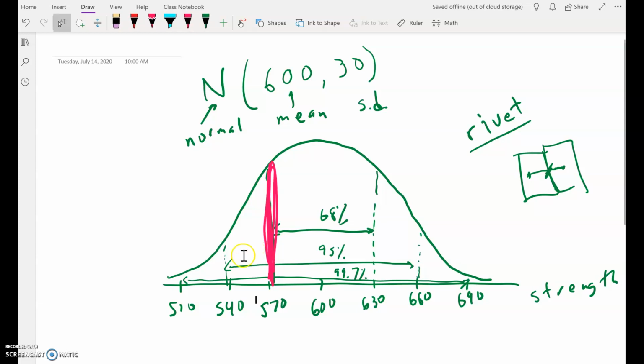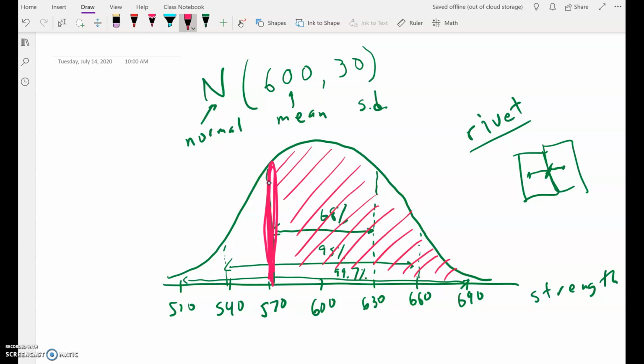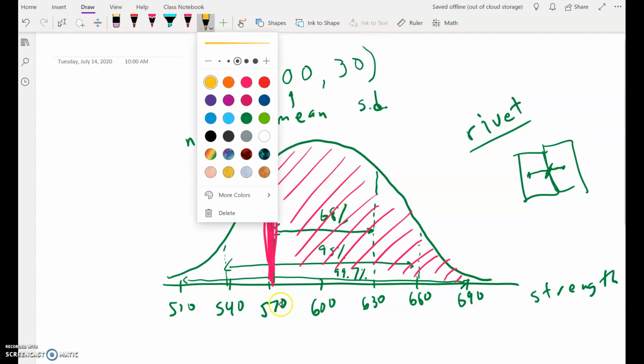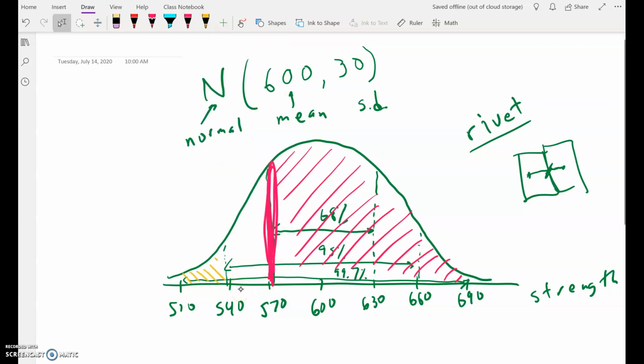So what does this tell us? It tells us that there's a whole bunch of rivets that are stronger than 570 pounds. In fact, most of your rivets are stronger than 570 pounds. Now, we don't have to know the exact percentage on this one, but more than 50% of your rivets are stronger than 570 pounds. However, let's shade in yellow here. There's a percentage of rivets represented by yellow that are weaker than 570 pounds.